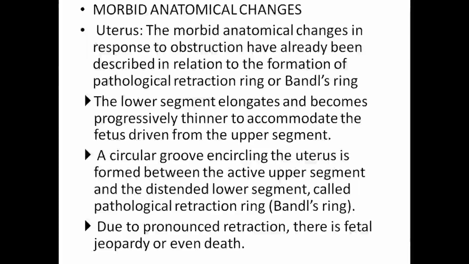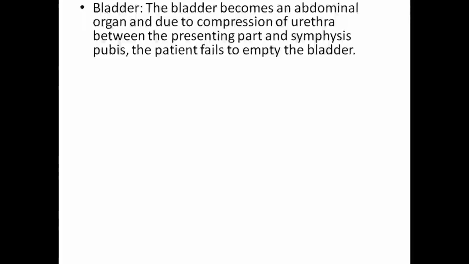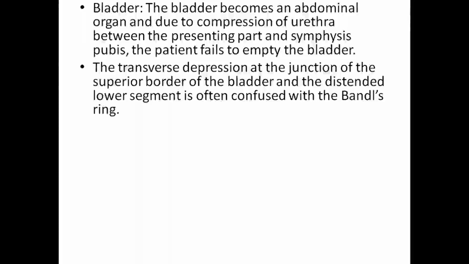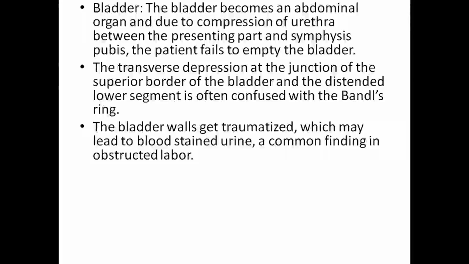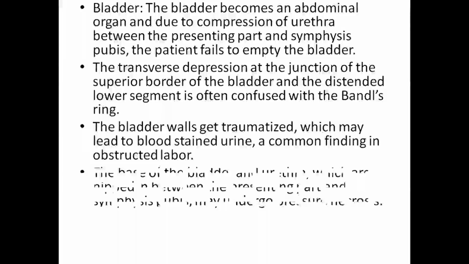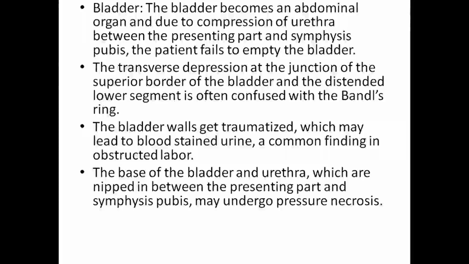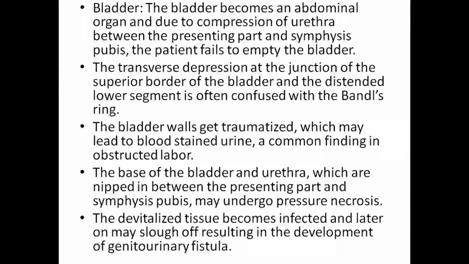Due to pronounced retraction, there is fetal jeopardy or even death of the fetus occurs. The anatomical changes that occur in the bladder include the bladder becoming an abdominal organ, and due to compression of the urethra between the presenting part and symphysis pubis, the patient fails to empty the bladder. A transverse depression at the junction of the superior border of the bladder and the distended lower segment is often confused with the Bandl's ring. The bladder walls get traumatized, which may lead to blood-stained urine, a common finding in obstructed labor. The base of the bladder and urethra, which are nipped in between the presenting part and symphysis pubis, may undergo pressure necrosis. The devitalized tissue becomes infected and later on may slough off, resulting in the development of genitourinary fistula.